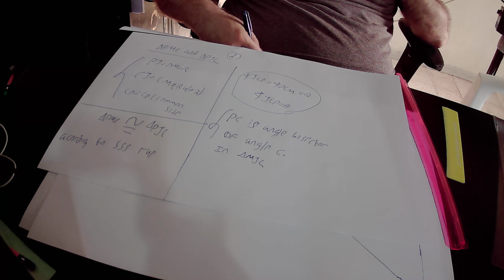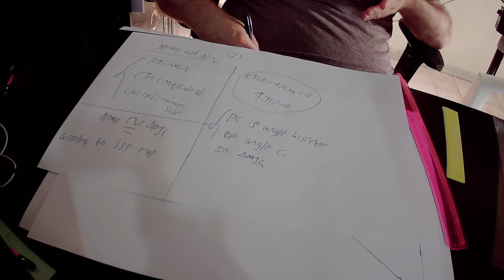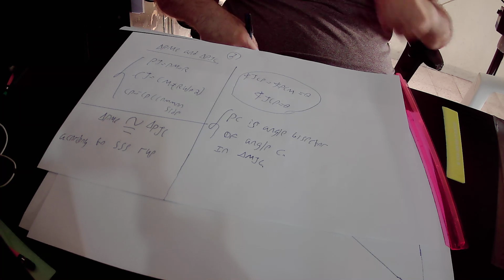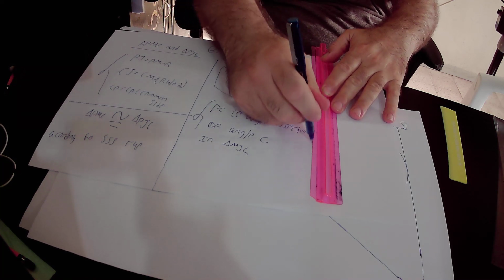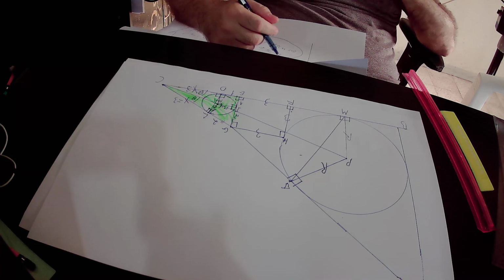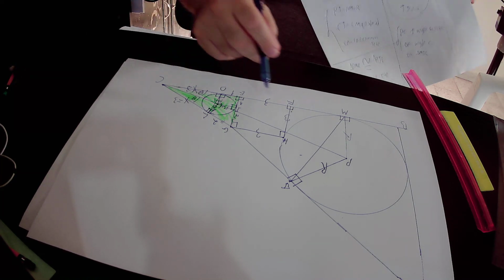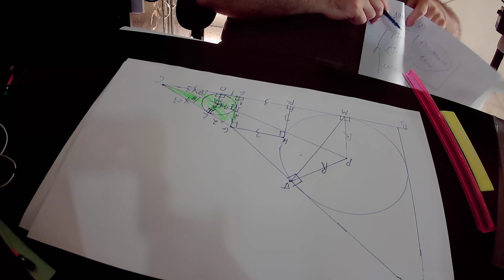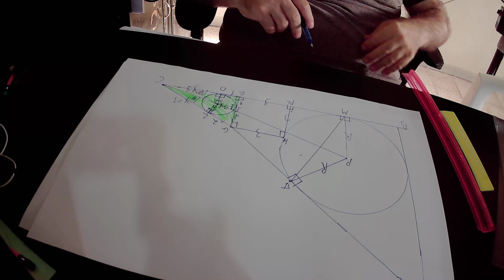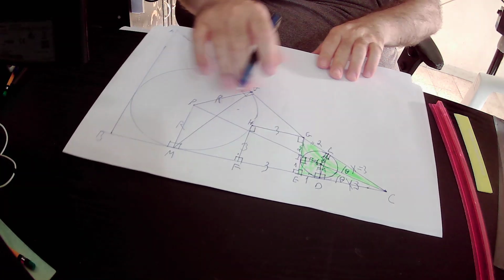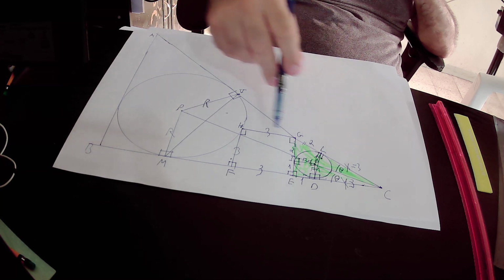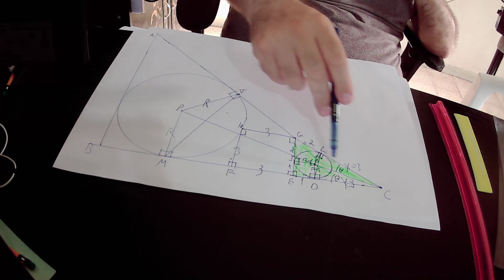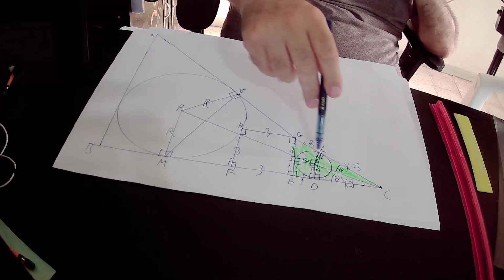And we have already found out that OC is also angle bisector of the same angle, angle C. Okay, so we have two angle bisectors of this angle, angle C. Angle bisector OC and angle bisector PC. In the next step, we'll prove that the angle bisector OC passes for point P.